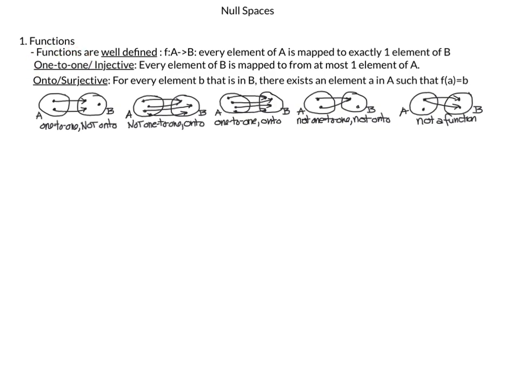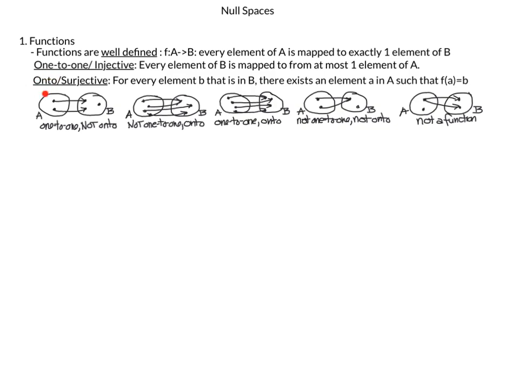Next, we have one-to-one functions. Your book likes to call these injective functions. So every element of B is mapped to from at most one element of A. So over here, we have an example of something that is one-to-one because everything in B is mapped to by at most one element of A. It's okay that it's not mapped to by any, just that you don't want something like over here. It's not one-to-one where this element of B has two elements of A mapped to it. And this also is not one-to-one, specifically the two elements of A mapped to a single element of B.